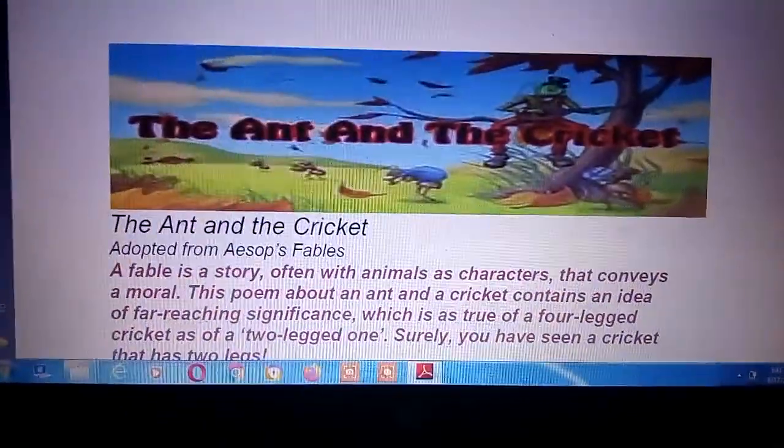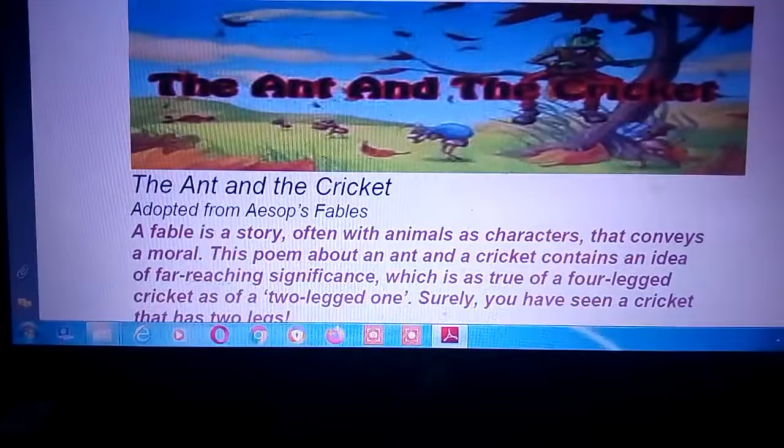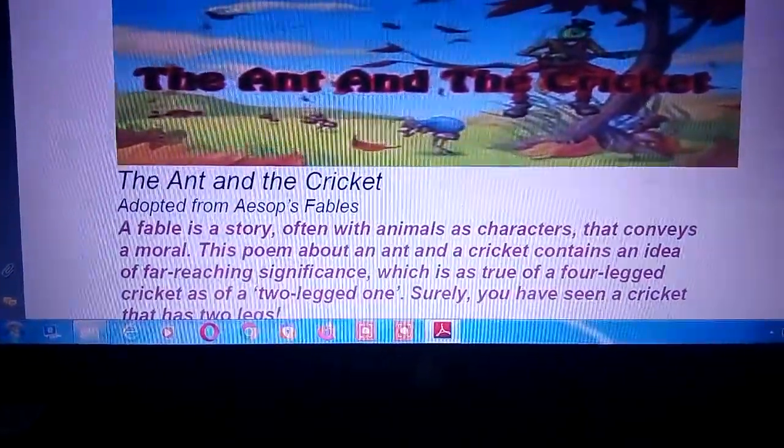For those who have missed today's class, here is the explanation of the ant and the grasshopper.